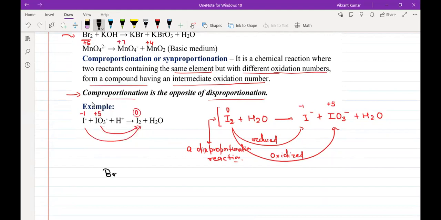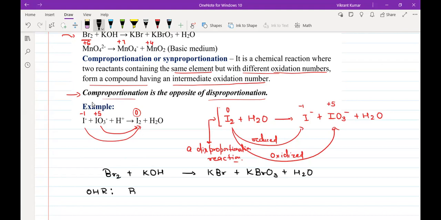In case of disproportionation reaction, as the same substance is getting oxidized as well as reduced, you have to write that substance in both the half reactions. Okay, that we need to take care. That is the only special part in this one.